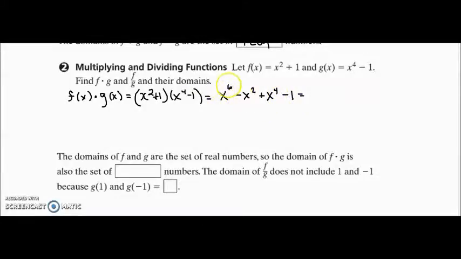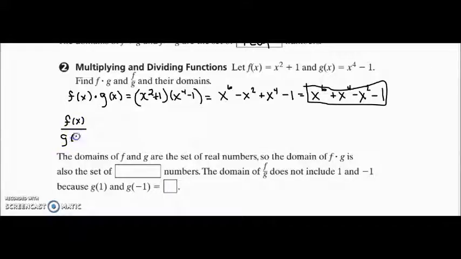I'm just going to put this in standard form. Remember, that's the biggest exponent to the smallest exponent. So first comes x to the 6th plus x to the fourth minus x squared minus 1. And that's the answer for f of x times g of x. Let's look at f divided by g. So that just means f of x divided by g of x. f of x is x squared plus 1.